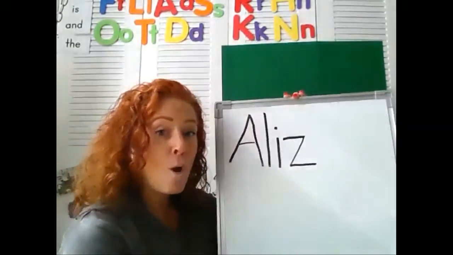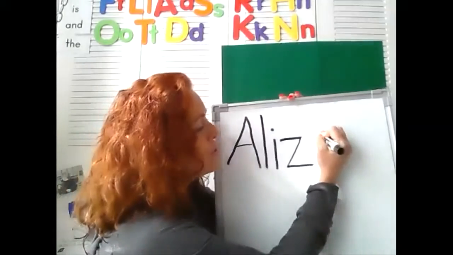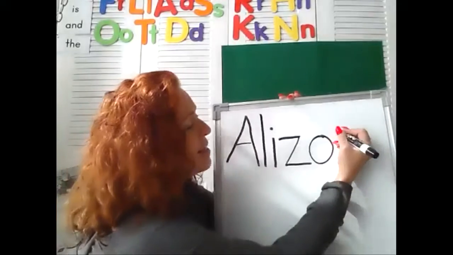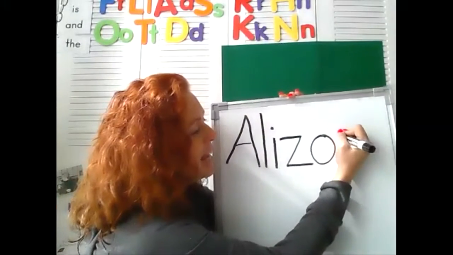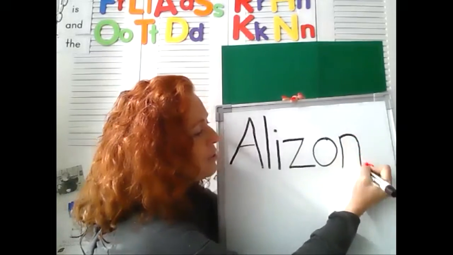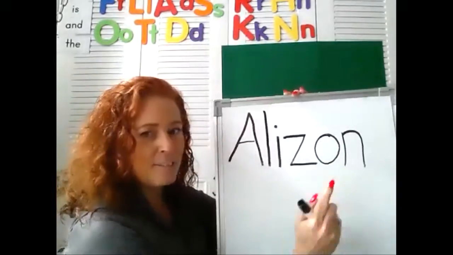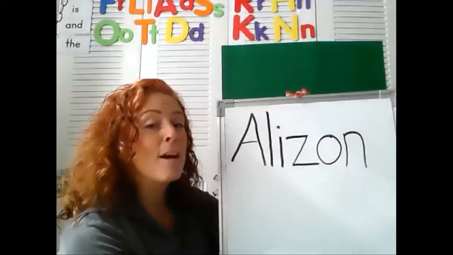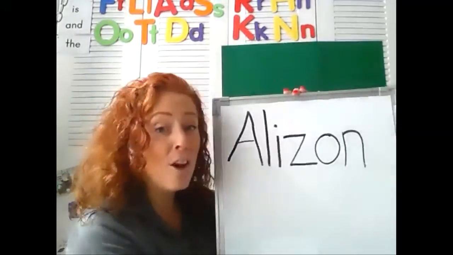So we're going to make an O. Remember, the O is just a circle. And the last letter we're going to write for Allison is an N. So we're going to make our line and our half circle. Allison. And our last friend whose name we're going to write today is my friend Waden, who I know has been waiting for me to write his name.